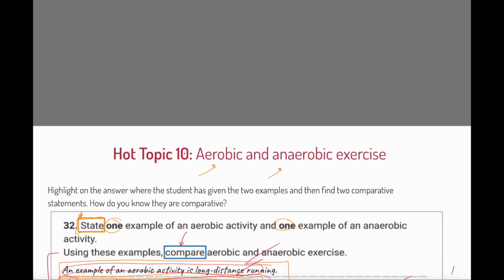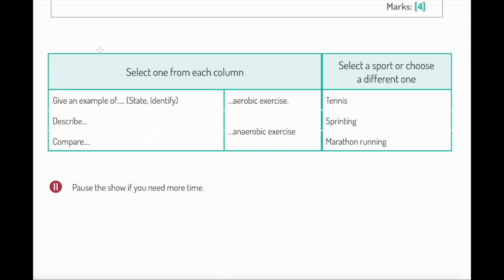Now, the other thing I want to do in this particular topic area is provide you with what I would call, I'm going to give this a name, an automaticity table. What the hell does that mean? Guys, you can use this table here to practice question after question on aerobic and anaerobic respiration. What would you do? You would give an example of, which is state or identify, aerobic respiration. Okay, so you can just do that, or do it with anaerobic, or you can describe aerobic respiration in tennis. This is what this table is for.